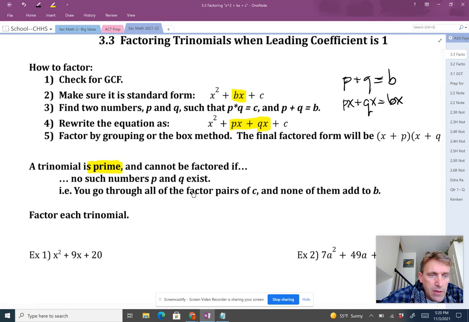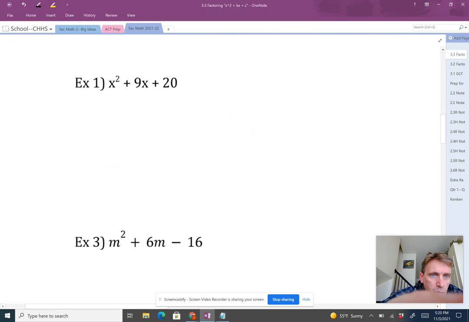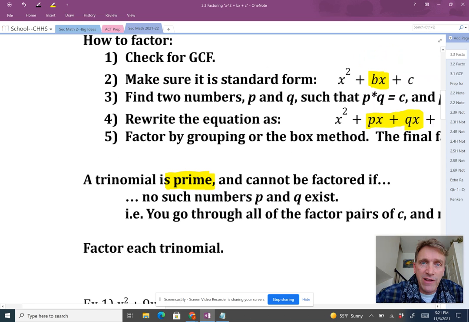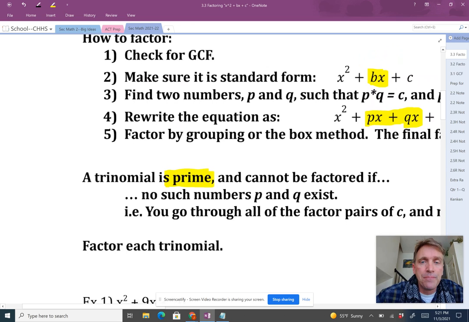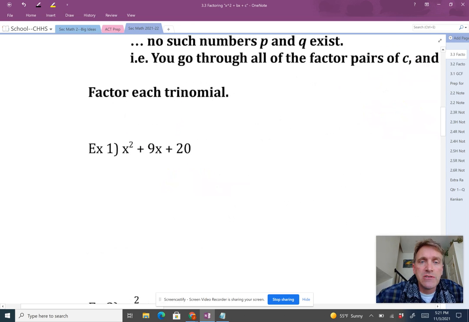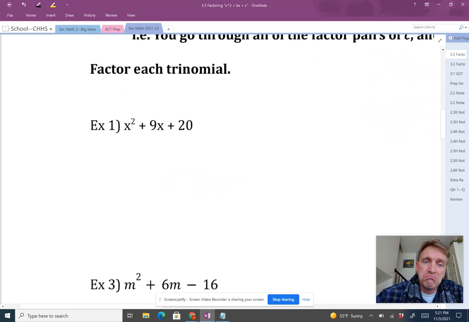Factor each trinomial. Let's look at number 1, x squared plus 9x plus 20. First of all, I want to note that x squared and 9x both have an x, but 20 does not have an x. And 9 has factors 3 and 3, and 20 has 2, 2, and 5. They don't share any common factors. There's no greatest common factor, but we have checked. So our first step, check for GCF, we have done that. Now make sure it's in standard form. X squared plus 9x plus 20, we have that.